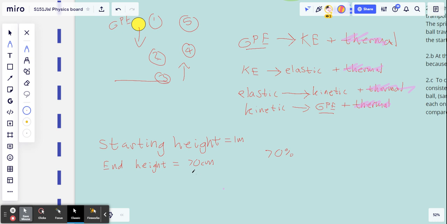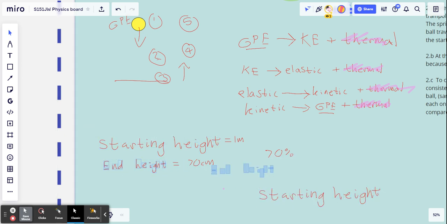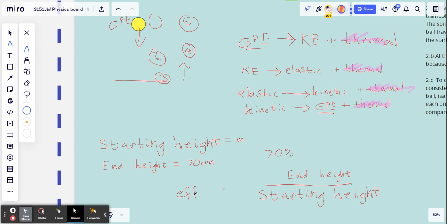But if the numbers are a bit more tricky, then the formula is just simply going to be the end height divided by the starting height, and that would give you the efficiency. So the efficiency, and you'll be learning about efficiency fairly soon, is going to be equal to that. And if you want it in percentage, you just times it by 100%. Okay.